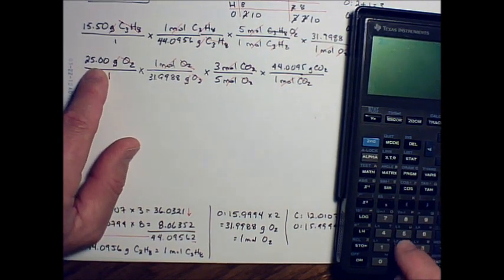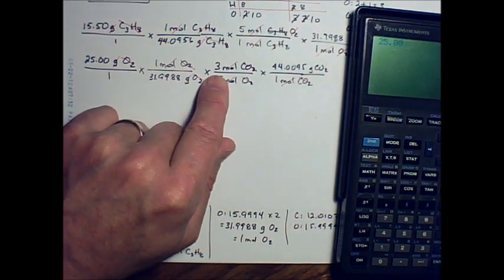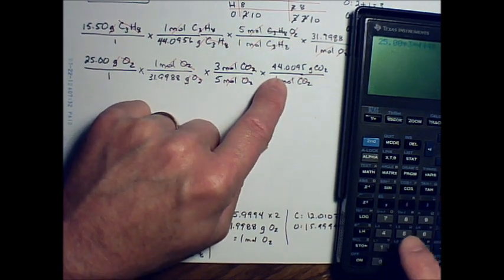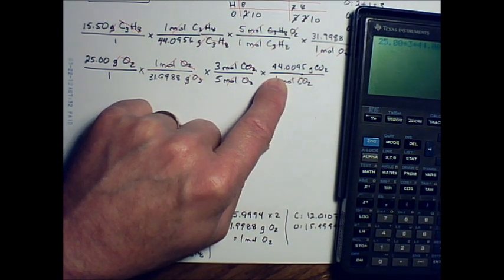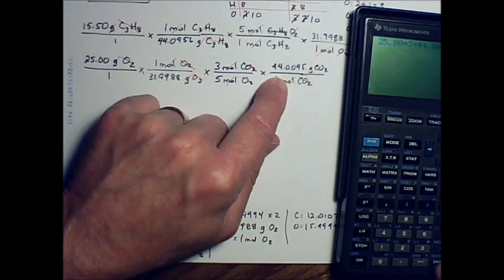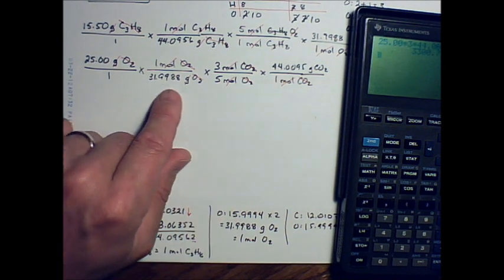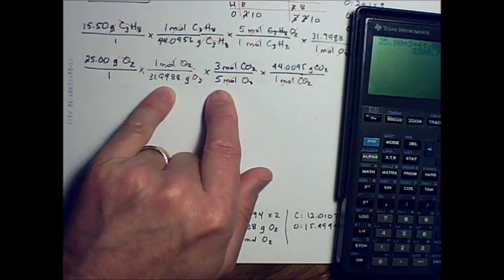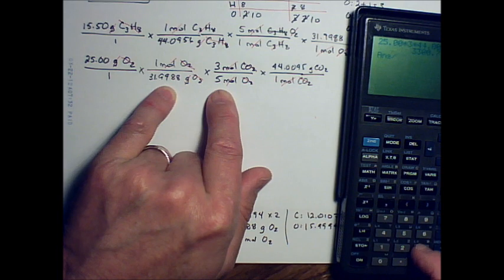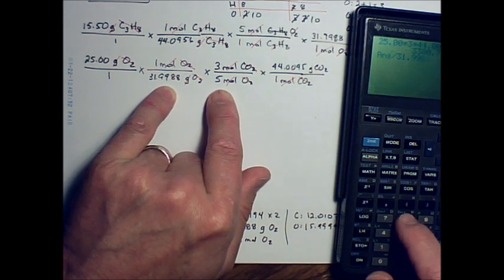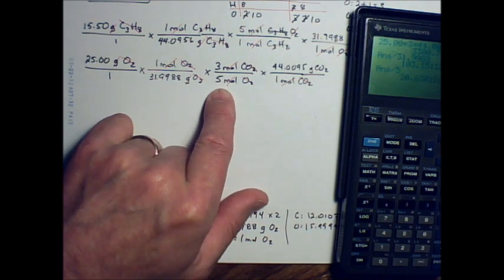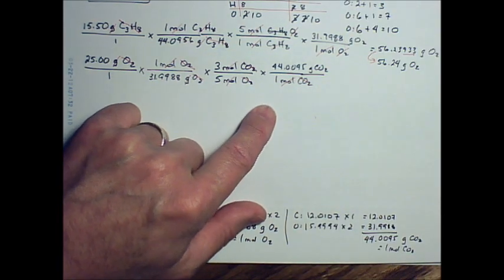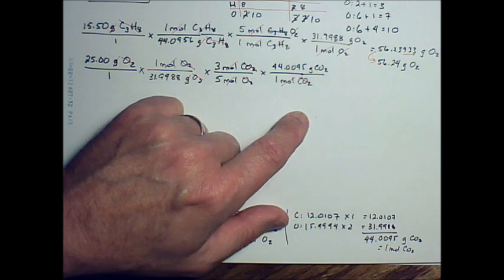So I'm going to start with 25 times 3, then times 44.0095. Okay, I'm going to hit enter. Now I'm going to divide separately these things on the bottom. So I'm going to divide by 31.9988, hit enter, and then divide by 5 and hit enter. Okay, and I get 20.